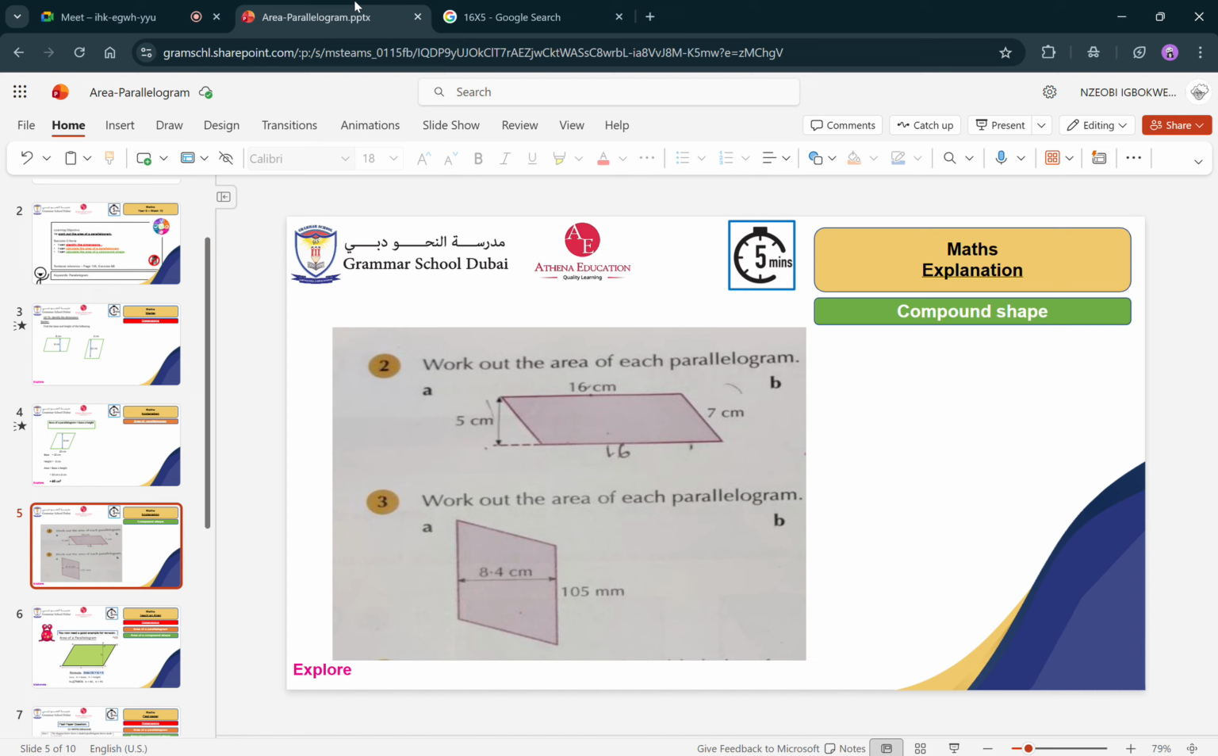Now take note of that. Note it down. Indicate that. Note. To convert from millimeter to centimeter, you divide by 10. To convert from millimeter to centimeter, you divide by 10. Hold on.